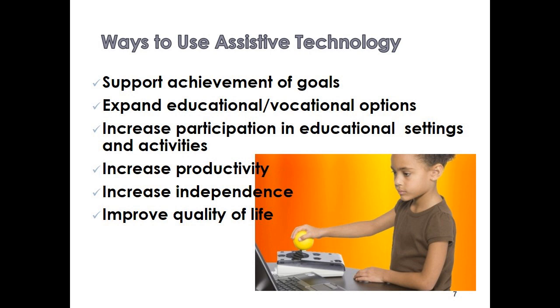So let's look at supporting achievement of the goals, which I basically said ad nauseum already. Expand our educational or vocational plans or options. What can assistive technology do to increase participation in either educational, vocational, or independent living settings and activities? How can we increase that productivity? How can we increase independence? How can we improve quality of life? So again, looking at the ways that assistive technology can be used as a tool in order to provide access to those goals of the individual.